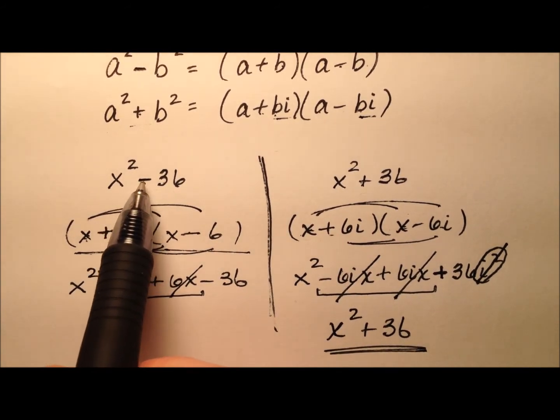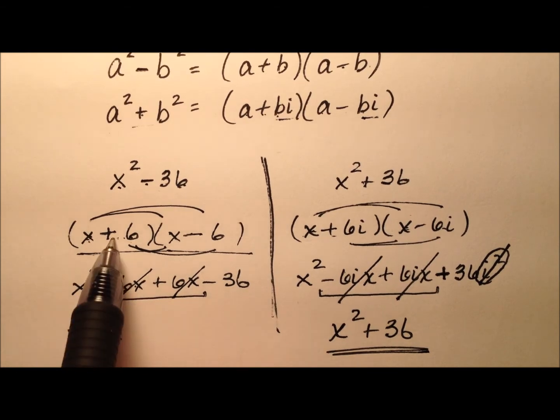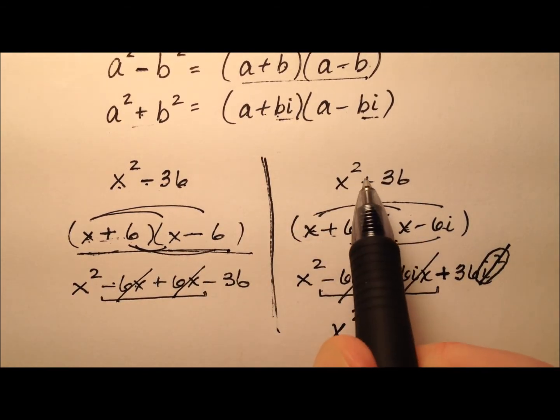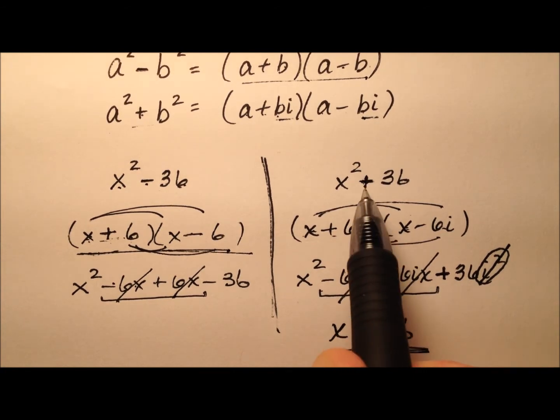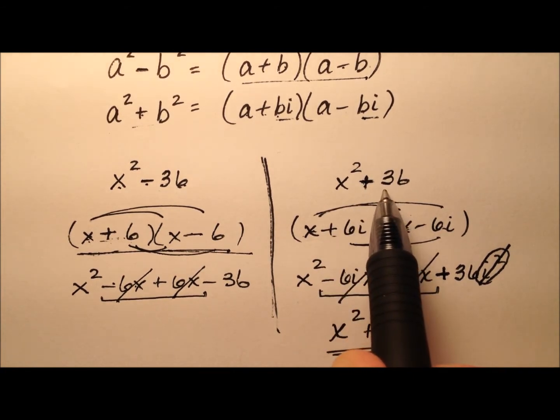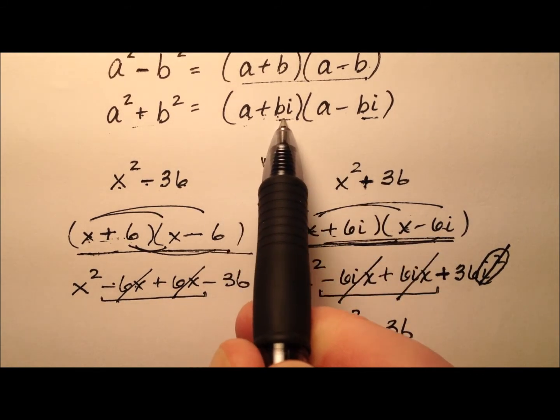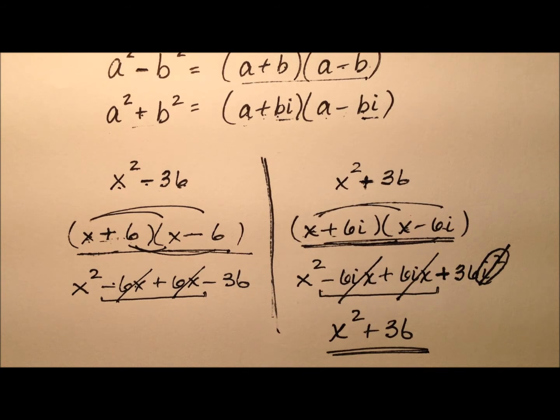So when you're subtracting two perfect squares, you'll end up using this formula, and it'll look something like this. When you're adding two perfect squares, it will not factor over the real numbers. You'll have to use complex numbers, and you can use this formula, (a plus bi) and (a minus bi).